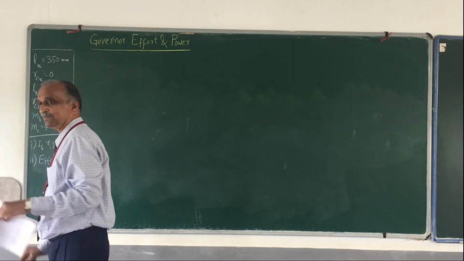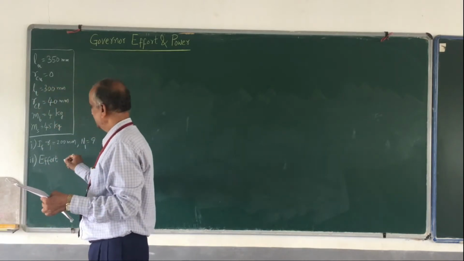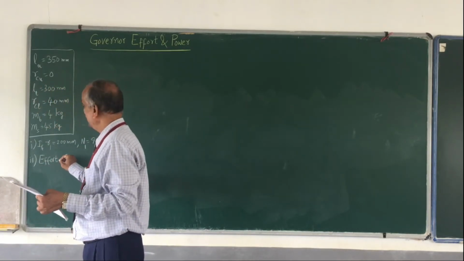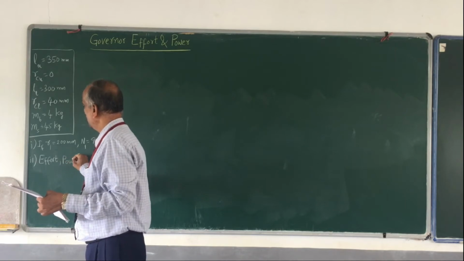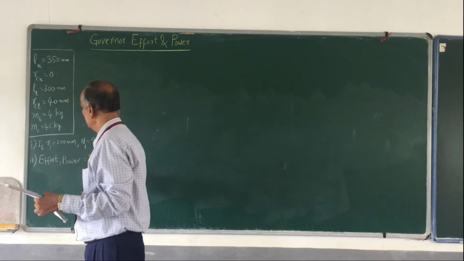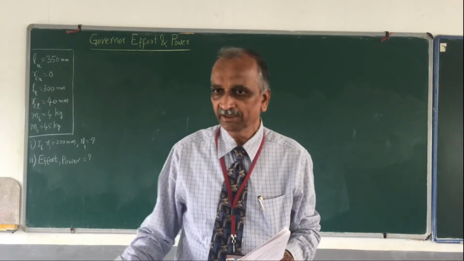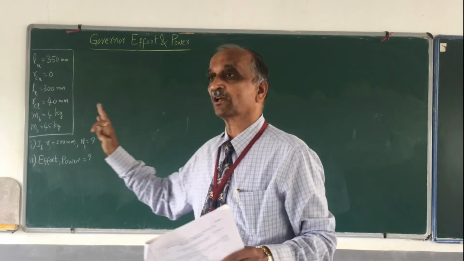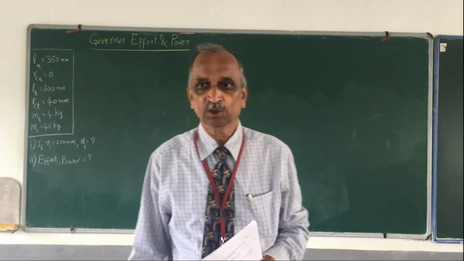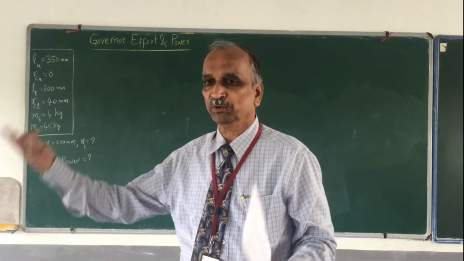Sometimes this is being represented by E. So what is the effort and power of a governor? How much are these? Whenever you are asked effort and power, definitely make sure that you are always given two positions: two speeds, two radii, etc.